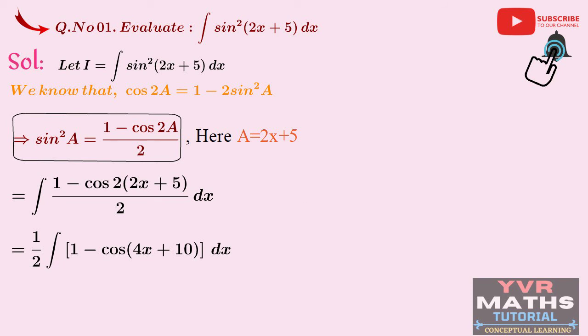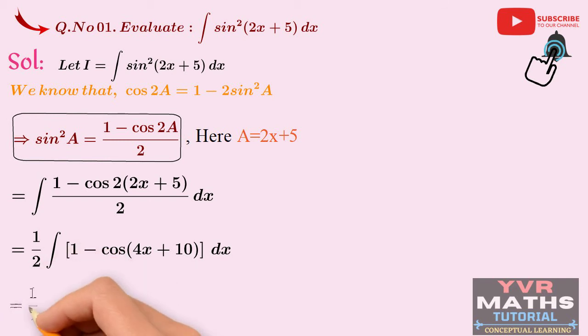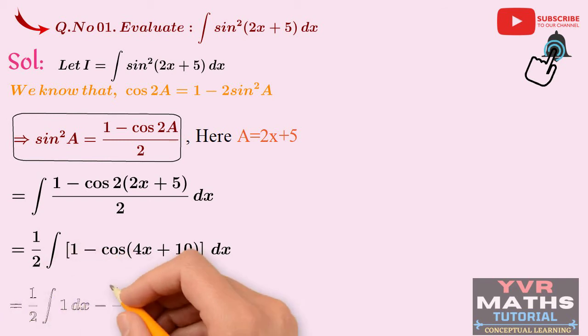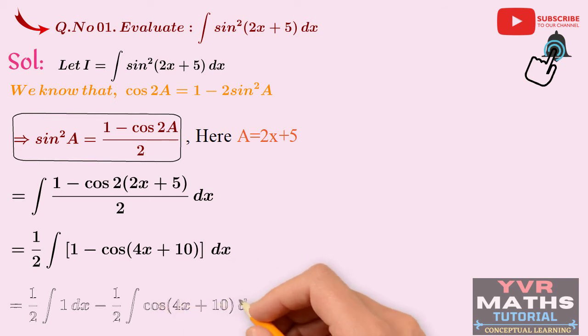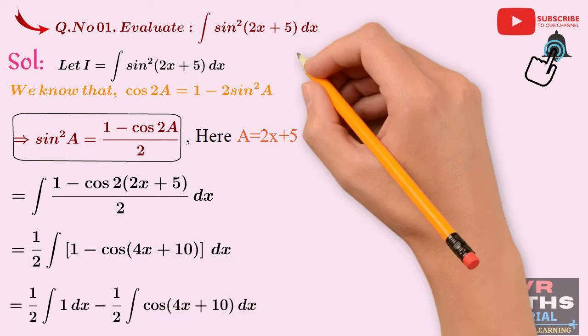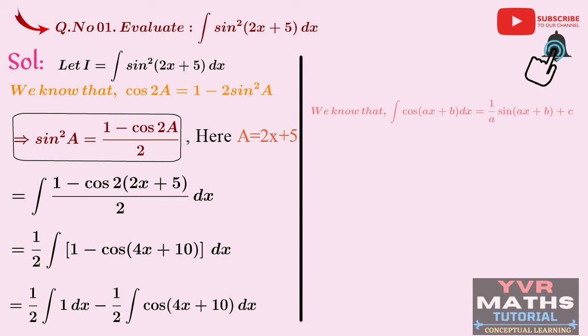By using basic properties of indefinite integrals, I am going to apply individual integrals for both the terms. Then what will we get? In the next step, 1 by 2 into integral 1 dx minus 1 by 2 into integral cos (4x plus 10) dx. Here the integration of the first term, that means the integration of 1, we know very well. And the second integral part, if you observe, clearly it is in the form of integral cos (ax plus b).